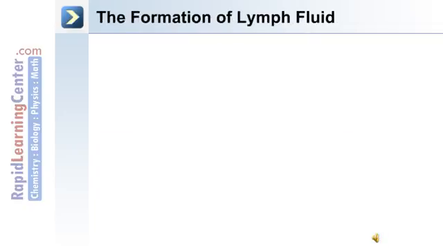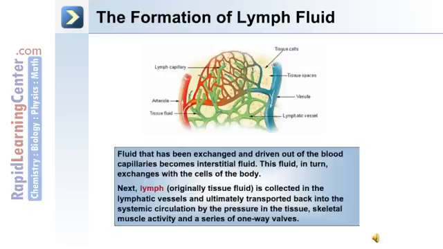The formation of lymph fluid. Fluid that's been exchanged and driven out of the blood capillaries is now interstitial fluid. This fluid in turn exchanges with the cells of the body. Lymph, which is originally tissue fluid, is collected in the lymphatic vessels and ultimately transported back to the systemic circulation by pressure in the tissue, skeletal muscle activity, and a series of one-way valves in the lymphatic vessels themselves.